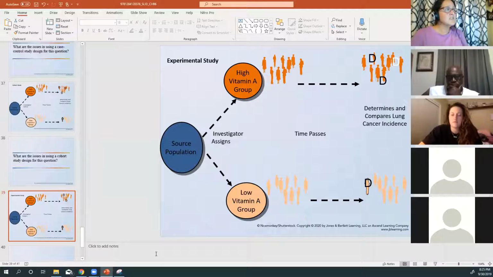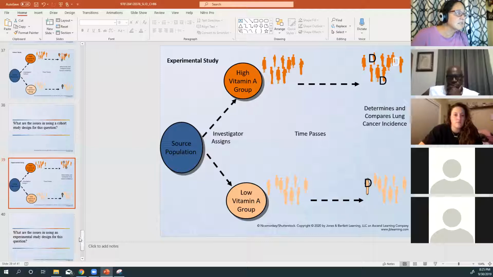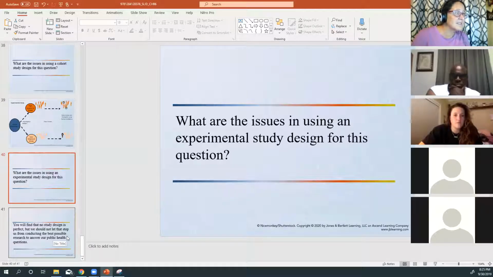So I want you to just notice this. We looked at the weaknesses. What are some of the issues that arise from this design? There isn't a perfect design. What you do is, I think the ethics is super important. I think weighing the ethics in.